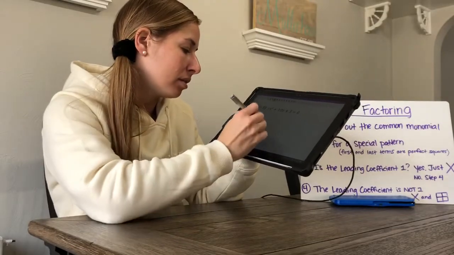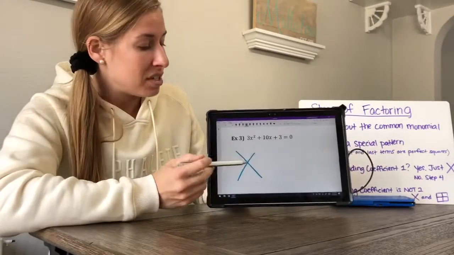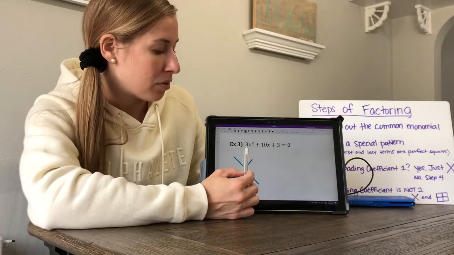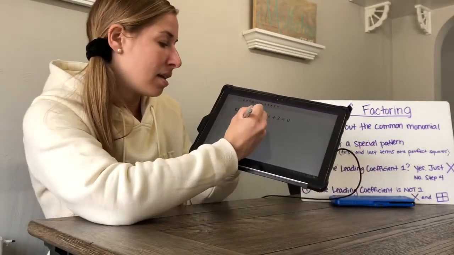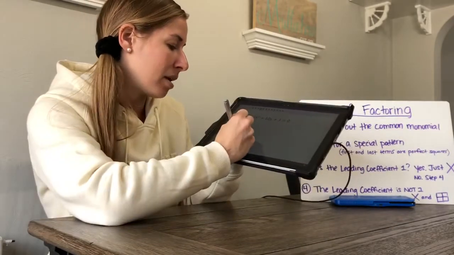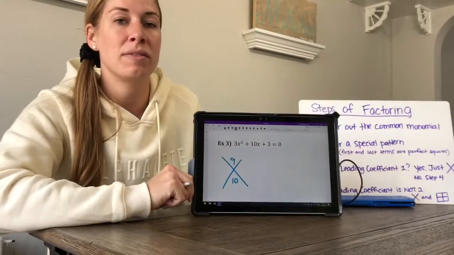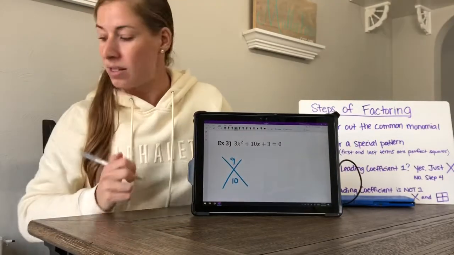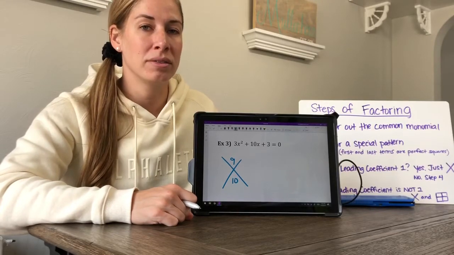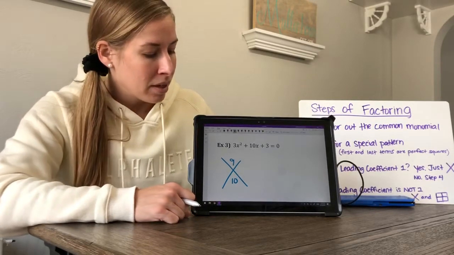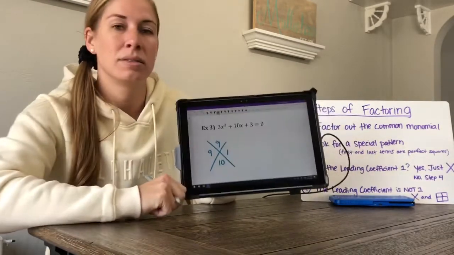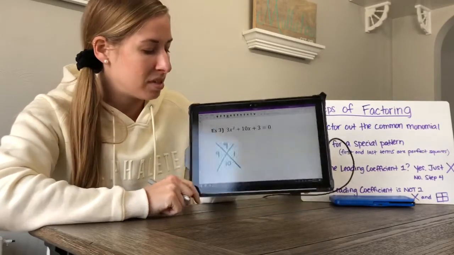If you recall, when your leading coefficient is not 1, the first thing you need to do is multiply a times c. So 3 times 3 is 9, and then your middle coefficient goes at the bottom. So what times what gives you 9, but when you add them together you get 10. Pause and think about it, or wait for me. But you should come up with 9 and 1. 9 times 1 is 9, 9 plus 1 is 10.